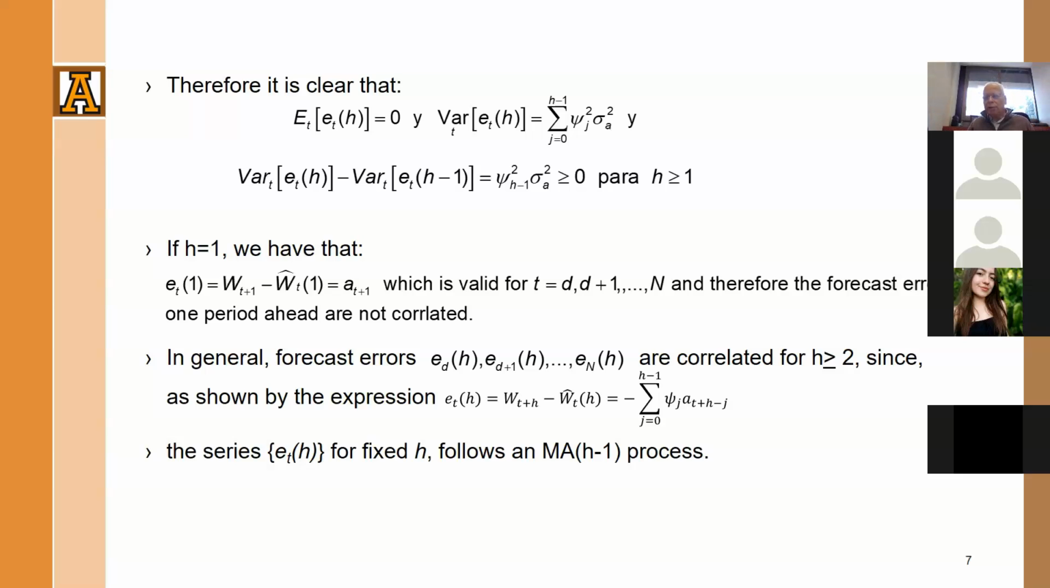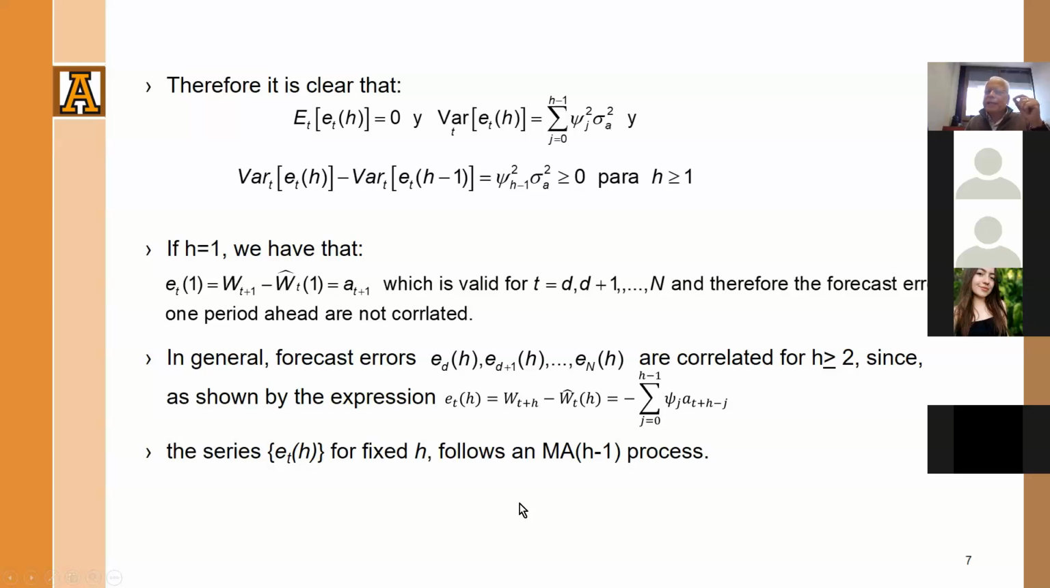Remember that for an MA2, the autocorrelations at lag 1 and 2 were different from 0, right? So they're correlated. For an MA3, the autocorrelation function has the first 3 autocorrelations being different from 0. So they are correlated. Okay. So for a fixed h, the forecast errors follow an MA(h-1) process.